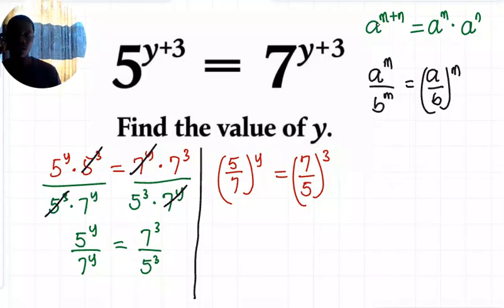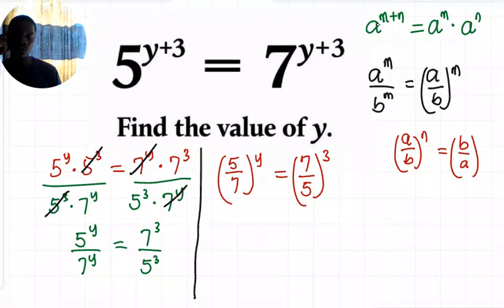Take note, when you have a all over b all raised to n, we flip the term in the bracket, which becomes b all over a. Now there's a rule that tells you that the flipping also includes adding a negative sign on the exponent. So this negative sign is the effect of the flipping. Okay, so now we're going to apply that rule here so that we have the same base both on the left hand side and on the right hand side.